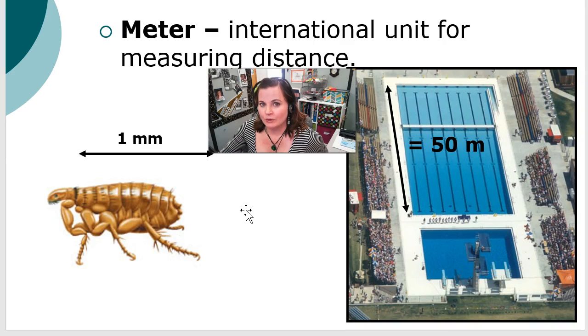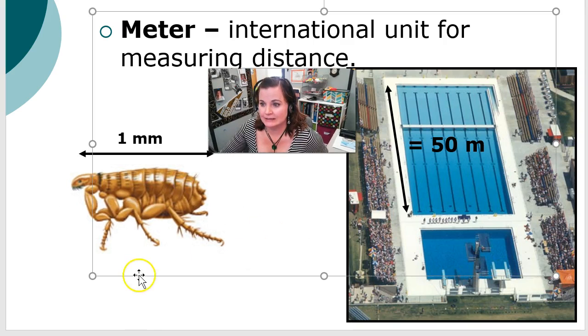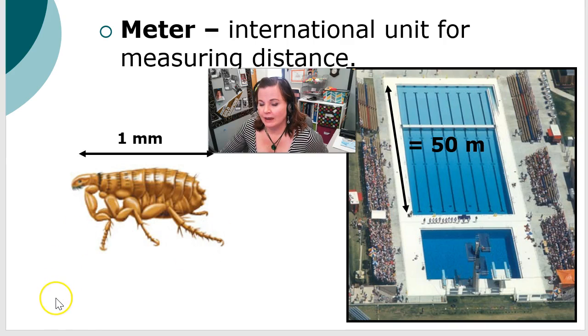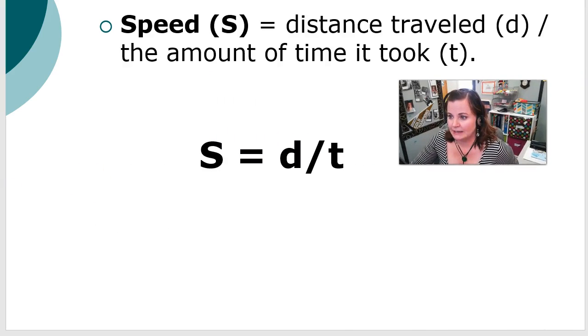Subunits of that are like 1/1000th of a meter, which would be a millimeter, and 1/100th of a meter, which is a centimeter. This is showing you a big blown up version of a flea, and a millimeter is roughly the size of a flea. And 50 meters is the length of an Olympic swimming pool. So that's giving you some scale there. Speed is how far you can get and how quickly you can get there, so distance divided by time is speed.